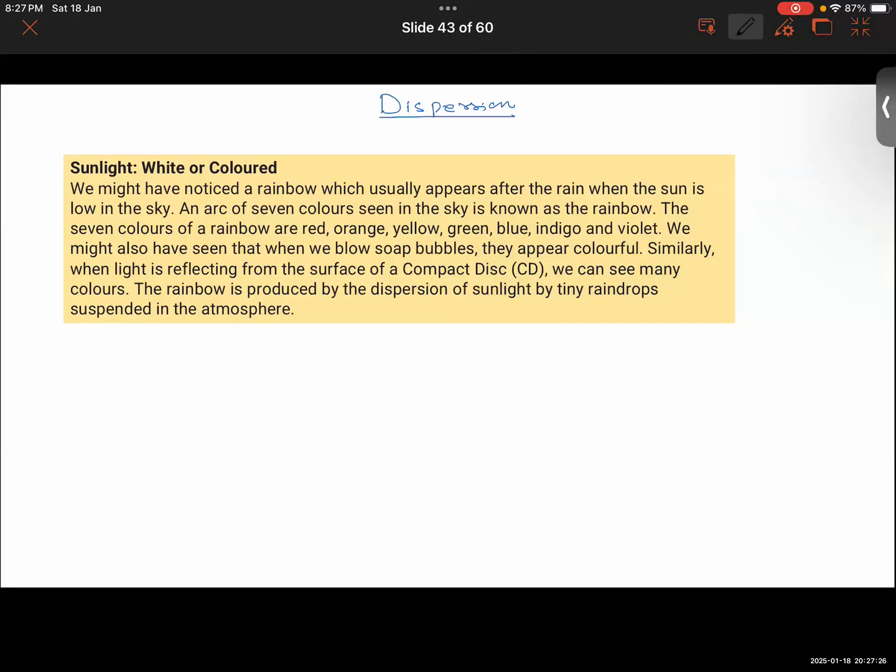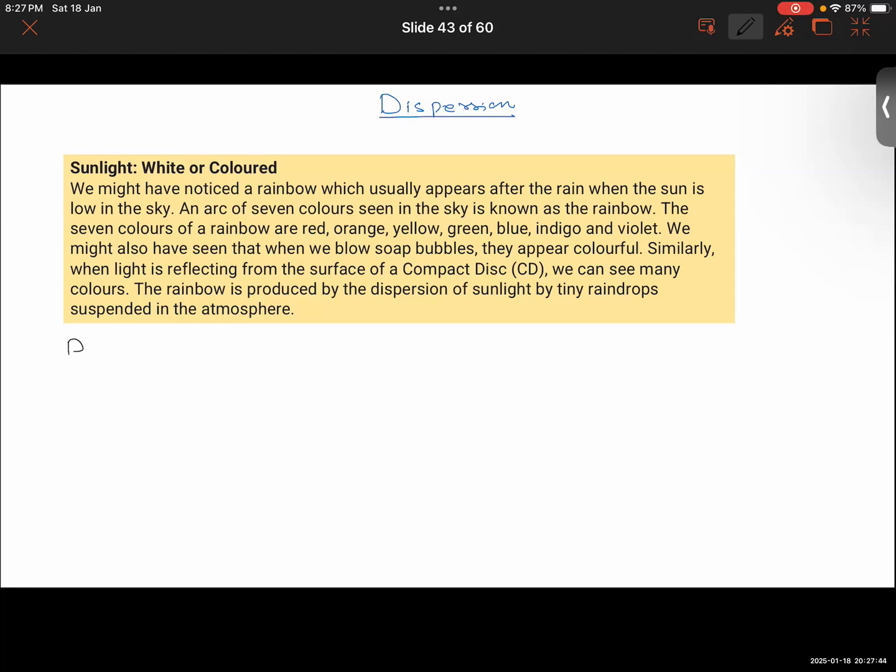Okay, so the main topic here is basically dispersion, and the rainbow formation was one such example of dispersion. Now let me describe for you what this topic is, basically what dispersion of light is.